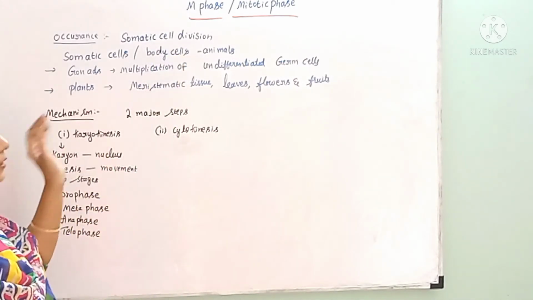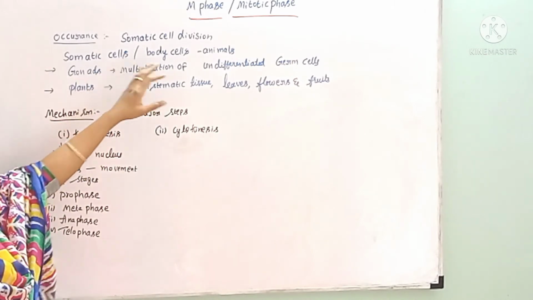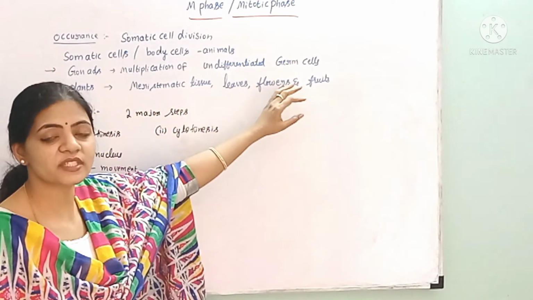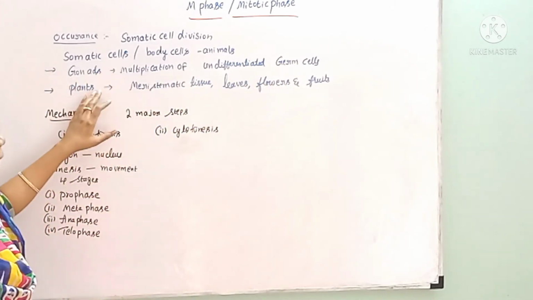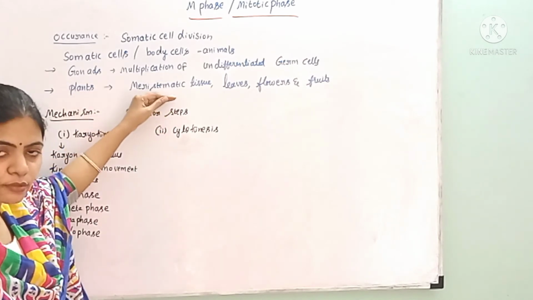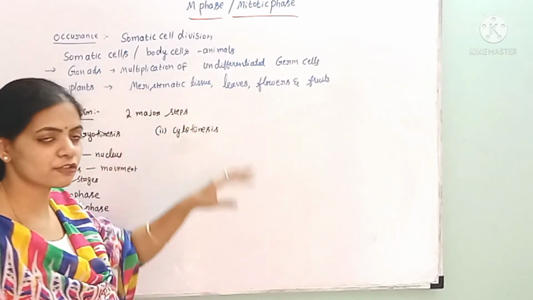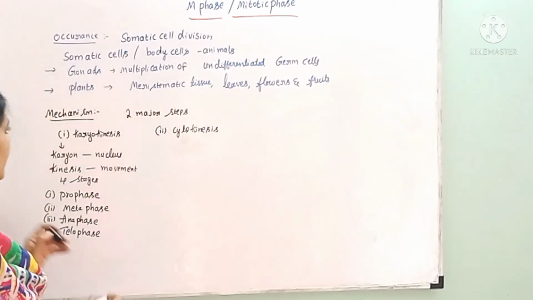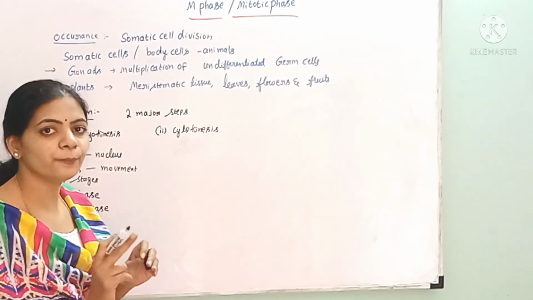Not only in the somatic cells, in the gonads also, for the multiplication of undifferentiated germ cells or sex cells, mitosis occurs. And in plants, in growing meristematic tissues and in leaves, flowers, or fruits during growth, we see this mitosis process. And here, if you see the mechanism of mitosis, it is divided into two major steps.